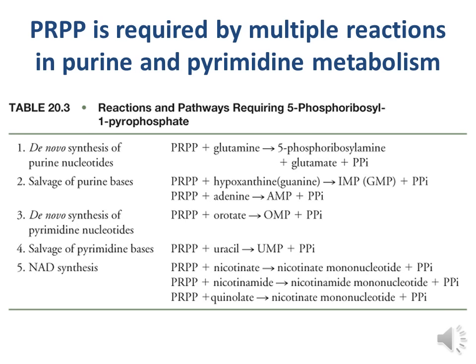PRPP has multiple roles in purine and pyrimidine metabolism. As you will see, PRPP is involved in the de novo synthesis of both the purine and pyrimidine nucleotides. It's also involved in the salvage pathways of both the purine and pyrimidine bases.